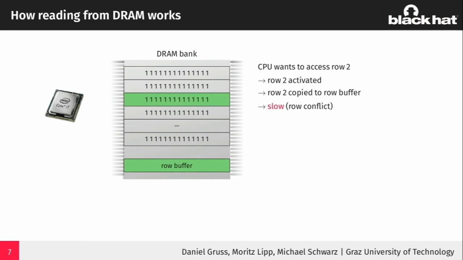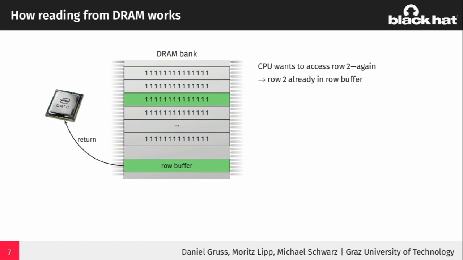So this is quite slow, as you've said. So it's always slow. Is there a case that is fast? For instance, if we access the same row again? Then we don't have a conflict. So that's a lot better for performance. If we want to access data that's in the same row, then this row is already in the row buffer, and we don't have to copy anything. And we can directly return the content of the row buffer to the CPU. So this is fast. This is a row hit. We hit the same row again, and this is actually pretty fast.